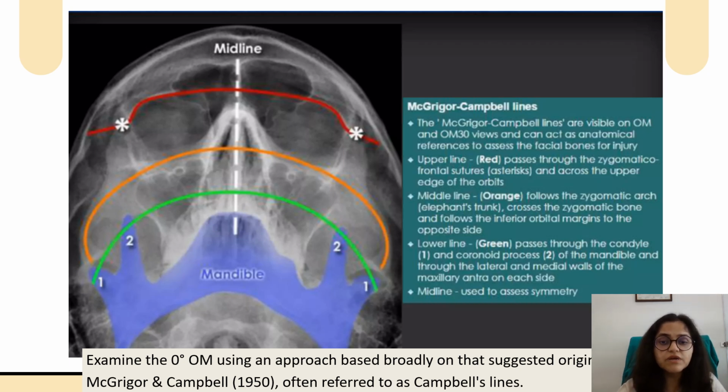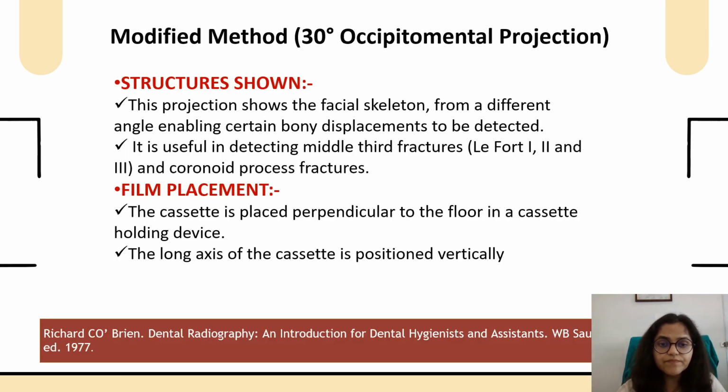The middle line, which is the orange line, follows the zygomatic arch, crosses the zygomatic bone and follows the inferior orbital margin to the opposite side. And the last, lower line, that is green, passes through the condyle and the coronoid process of the mandible and through the lateral and medial wall of the maxillary antra on each side. The midline is used to assess any asymmetry.